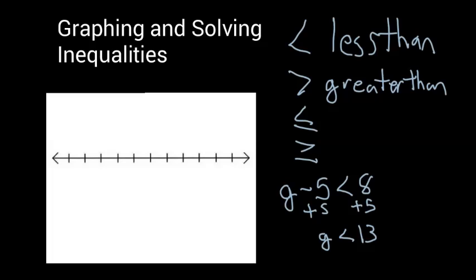So I got a number line there. We need to put some numbers on it. And we need the number 13. So let's put 13 there. And then just put some more numbers on here. I don't need to put all the numbers. And so since it's a less than sign, you're going to put an open circle and then an arrow going less than 13.